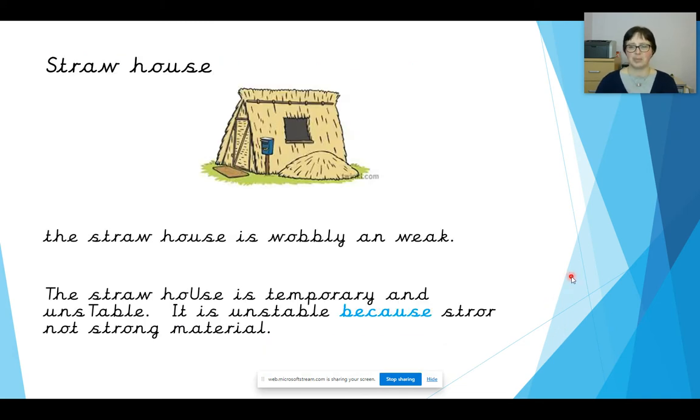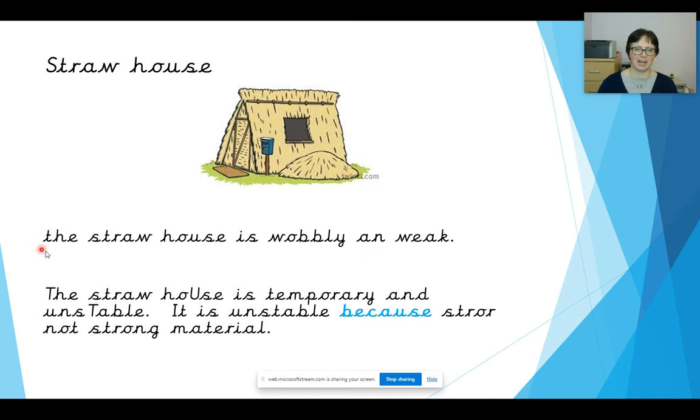We're just going to look at a couple of examples together. At the beginning of the week, I showed you some pictures of the different houses from the Three Little Pigs. We'll look at this sentence here. Can you see my mistakes or how I can improve it? Let me read it. The straw house is wobbly and weak. I can see it's the right ending sound, but remember it's an s on the end of the word is, not a z.